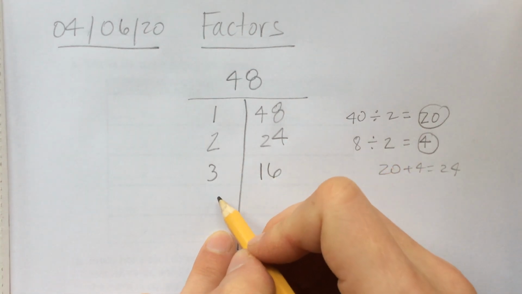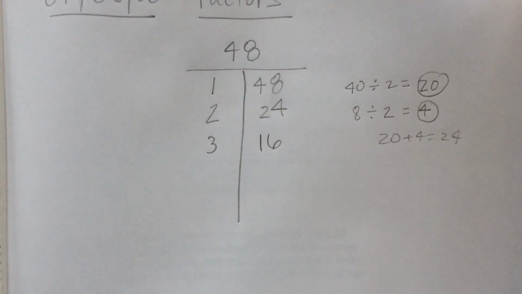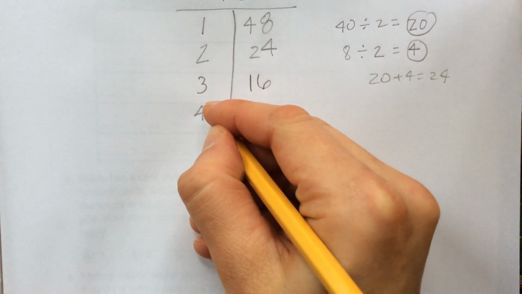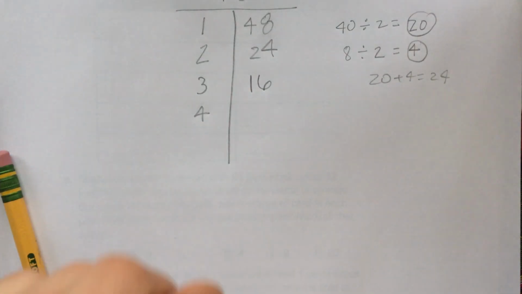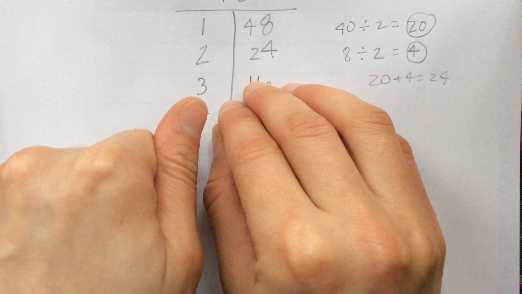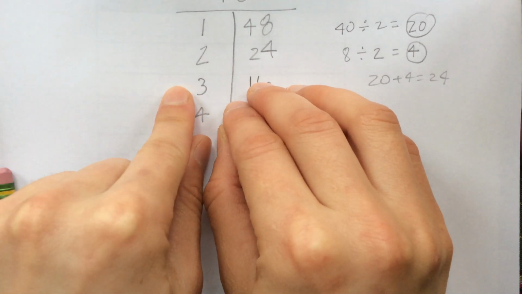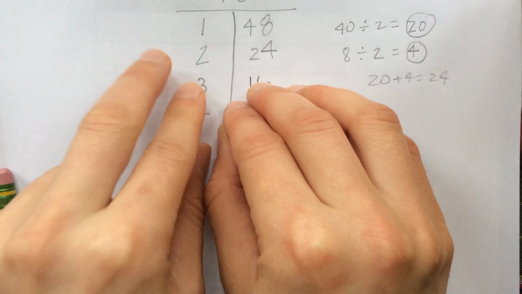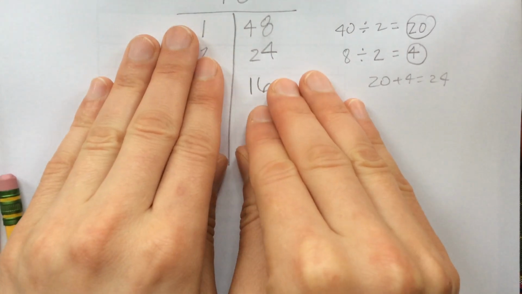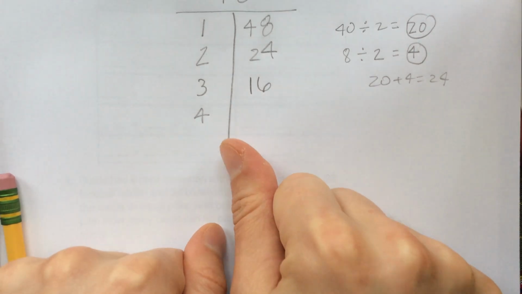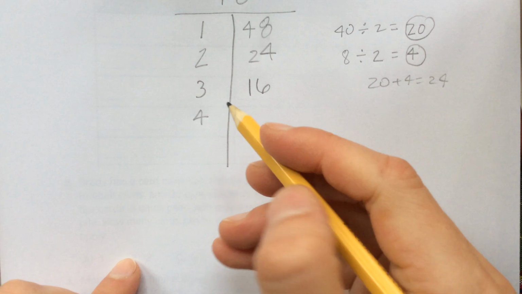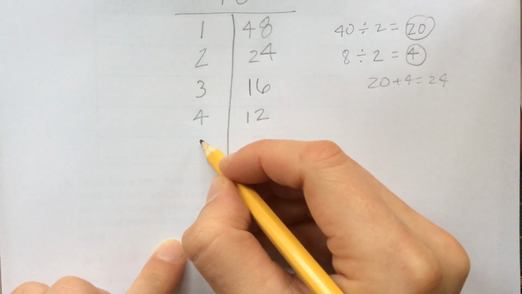Okay, so I should have said this before, but you could have paused this video and done this all by yourself and then come and checked your work. 4. Let's sing the 4 song. 4, 8, 12, 16, 20, 24, 28, 32, 36, 40. So 4 times 10 is 40. 4 times 11, 44. 4 times 12, 48.